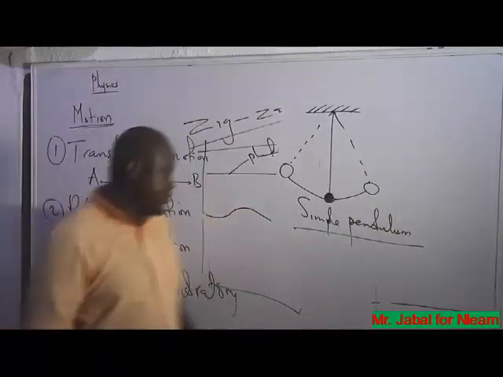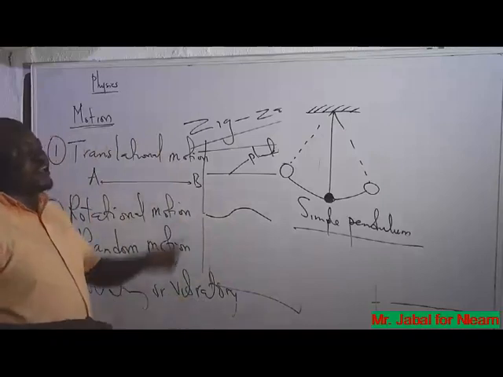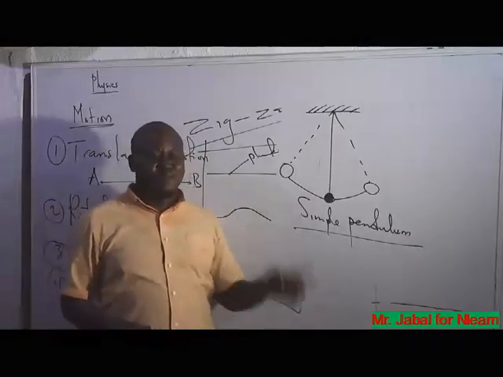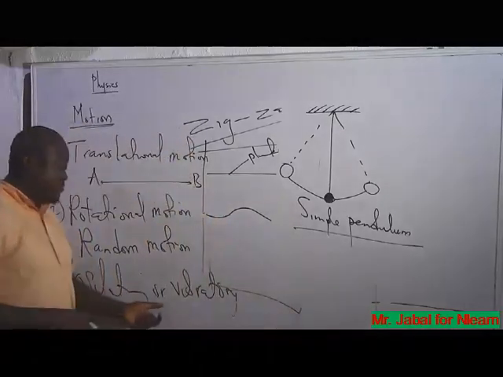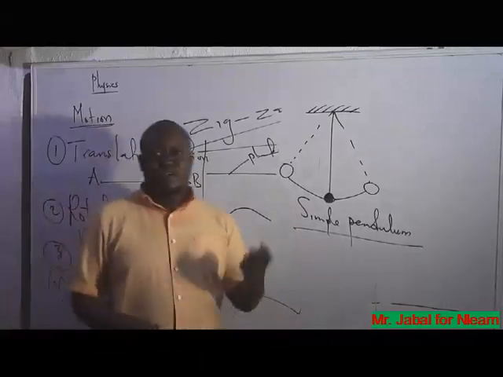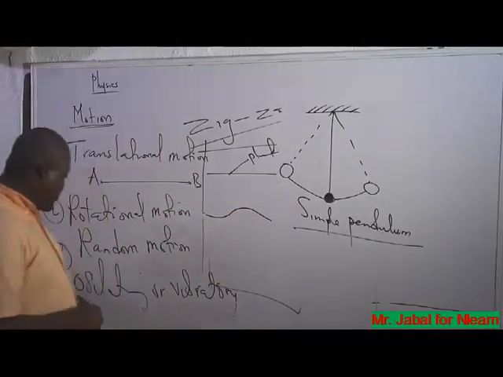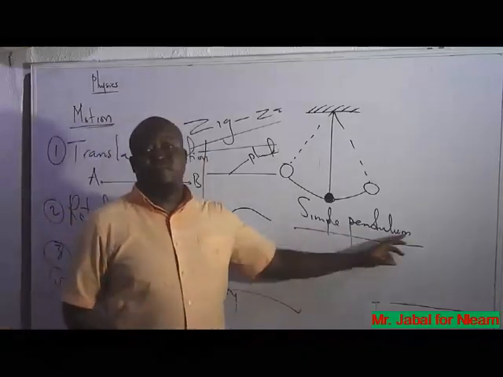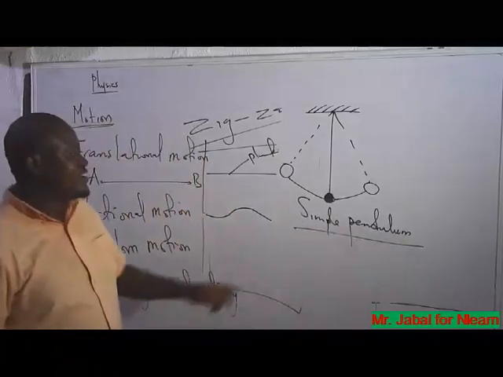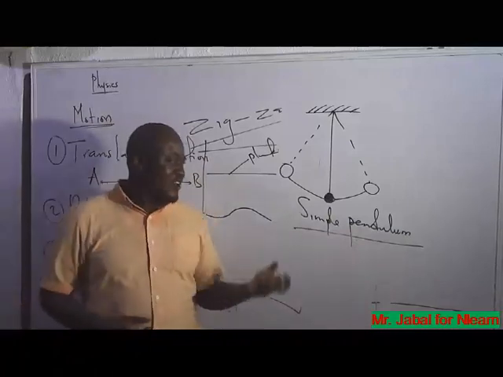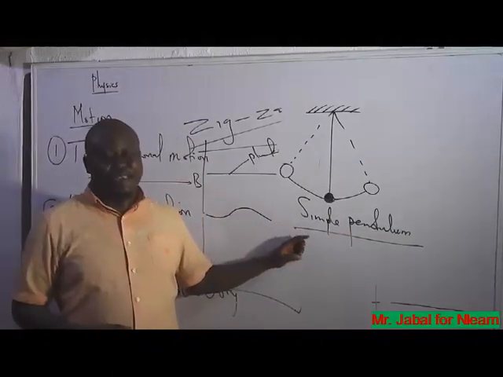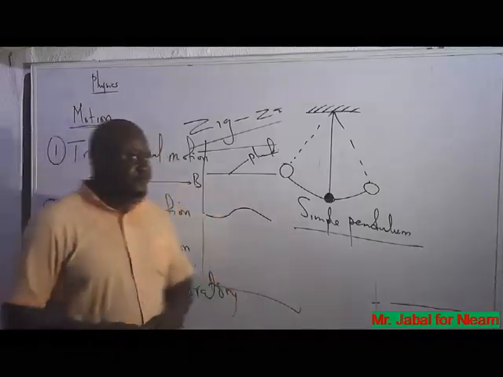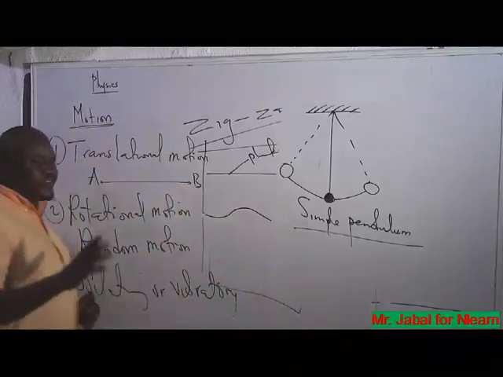So I have three examples of oscillatory or vibratory motion. One, the motion of matter molecules, which are in vibratory or oscillatory motion. Two, the motion of a simple pendulum. And the third one is the motion of the string of a guitar. Thank you. Now, that is types of motion.